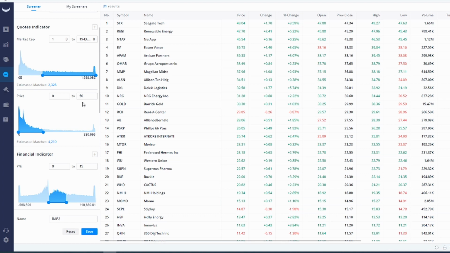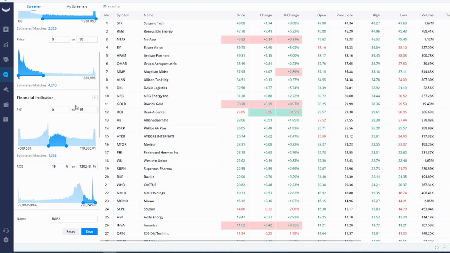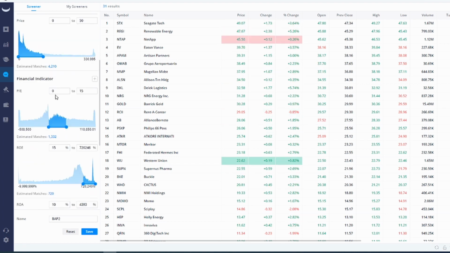For price, we're doing under $50 this month because we wanted to make two purchases and we still want to leave a little bit of cash left over if possible so that we can remain cash heavy. We're leaving some cash in our account so that if any opportunities come up, we can take advantage of those. For our PE, price to earnings ratio, we're going to go from 0 to 15. We want them to be earning money, so that's why we're starting at 0, and we don't want their price to be more than 15 times higher than their earnings. You don't want a really high price to earnings, because that just means that their price is really high in comparison to their earnings.